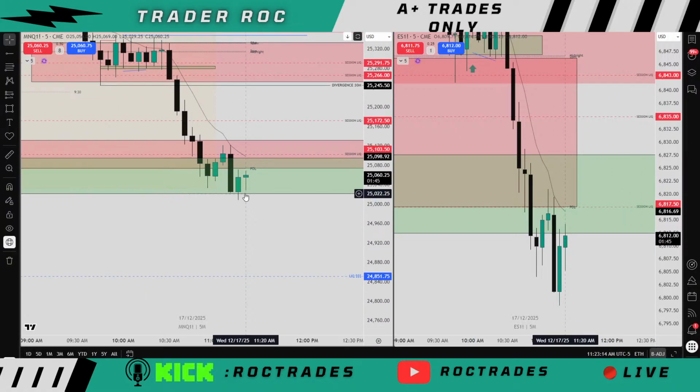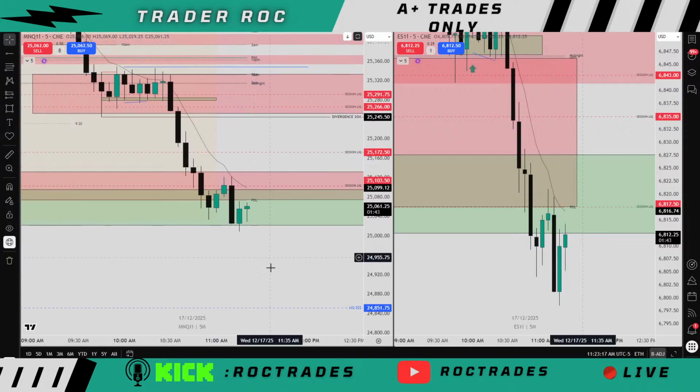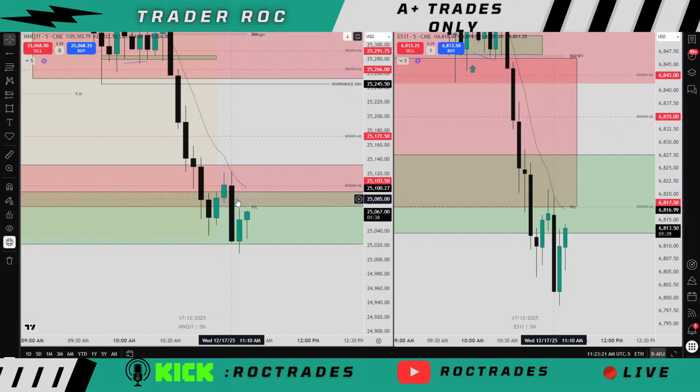Just give price all the time it needs to try and manipulate, just in case this is the bottom, right? You don't want to jump into a short too quick here. Give it a chance to retest as much as it wants to here. Looks like we're going to get another retest shortly.